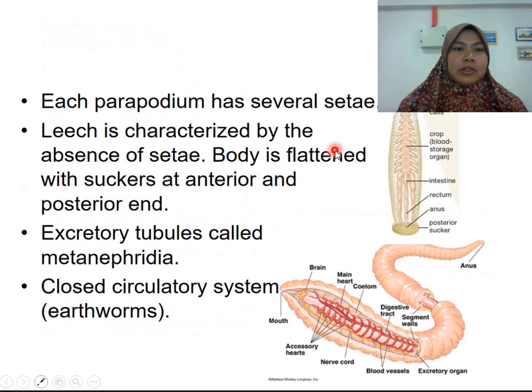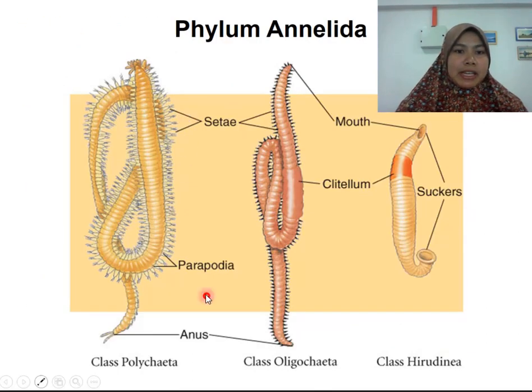Each parapodium has several setae. This is what is meant by this one. Each parapodium has several setae. Remember what setae are? It's a bristle or a long hair-like structure.